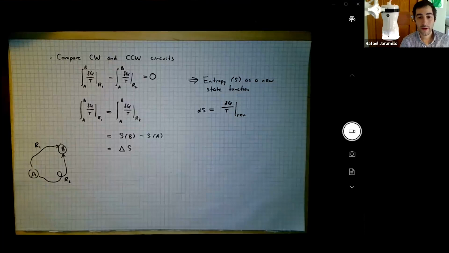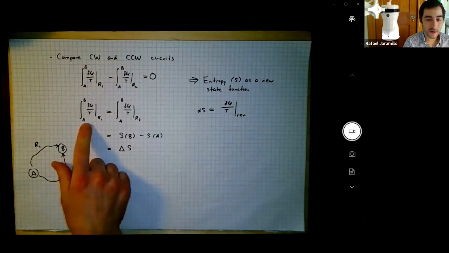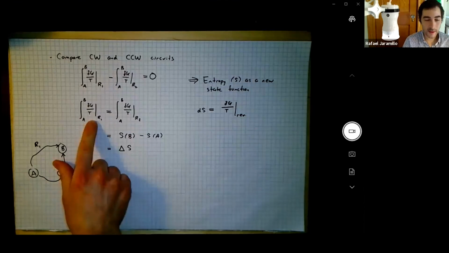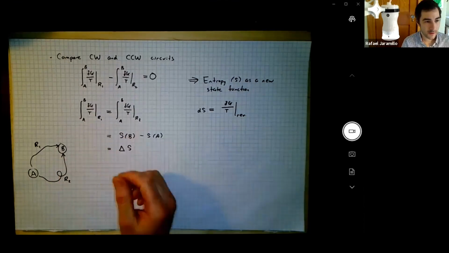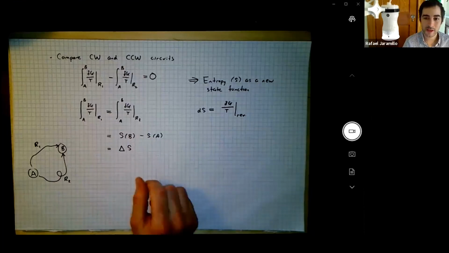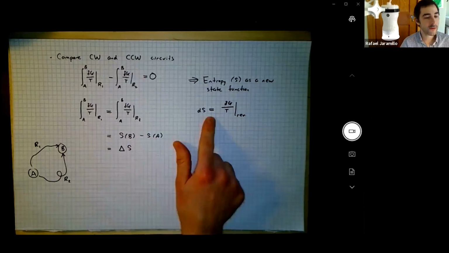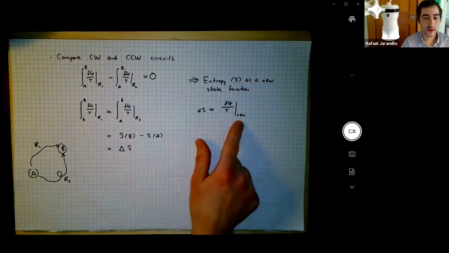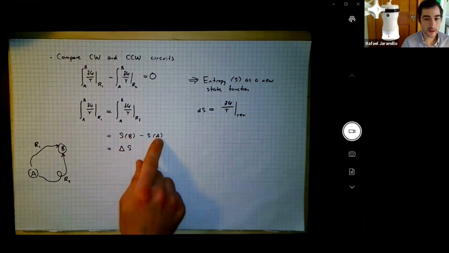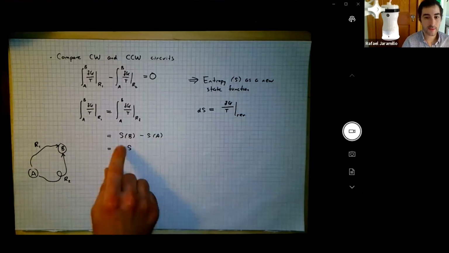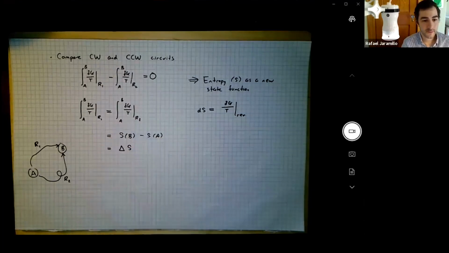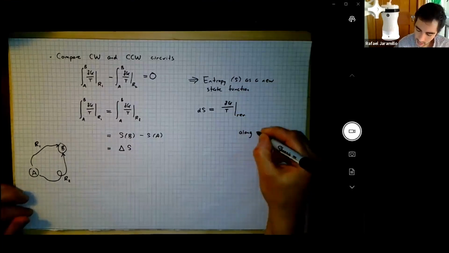So there you have it. This is a very deductive way of postulating that entropy exists, and it's a state function. We found an integral of an integrand that doesn't depend on the path. From that, you say, I'm going to postulate that there exists entropy. Its total differential is this for a reversible process, which means I can calculate its change between states along any reversible path.